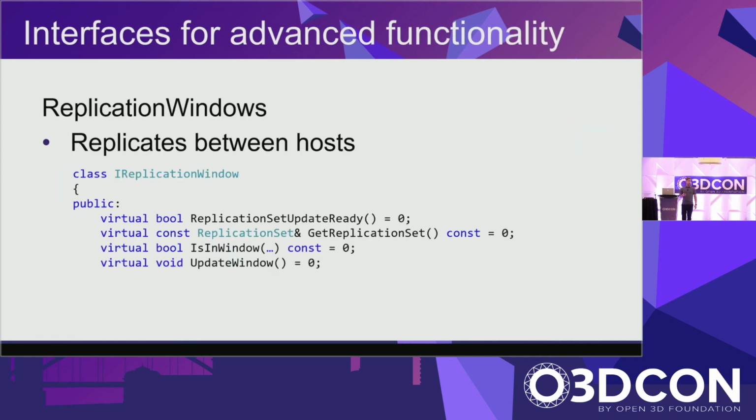So I'm going to go into the interfaces now. There are a couple of interfaces that are important. The first is the replication window. You can think of this as a window into the screen of another server. Really the important thing here is the is-in-window method, the pure virtual there. You'd implement this in order to say, hey, this is what I'm interested in. This is my area. In fact, we use the same interface for server-to-client replication.